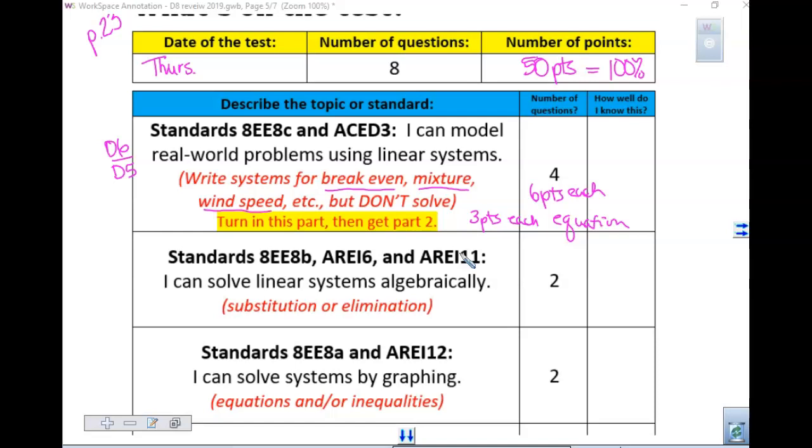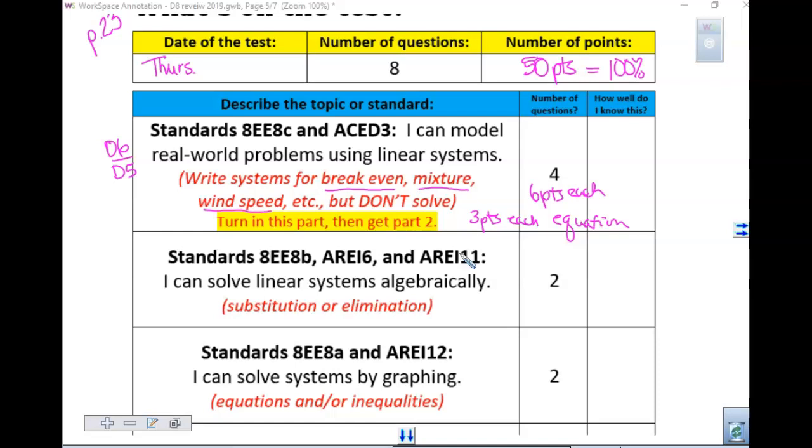The other sheet of paper will actually have the correct equations on it. Because what we found in the past is sometimes students don't write the correct equations here, and then they go to solve it, and they can't solve it correctly because they don't have the right equation. So this will be one part that I'll grade. That'll be the first 24 points that I'm looking at.